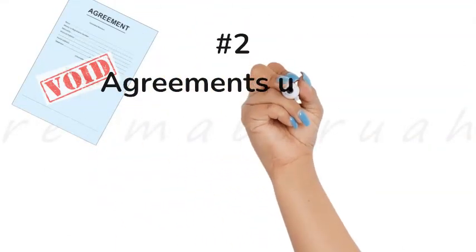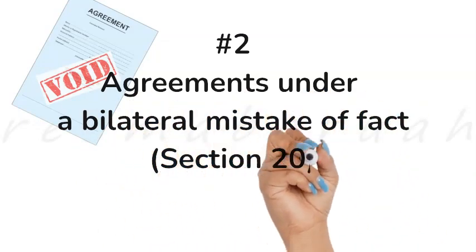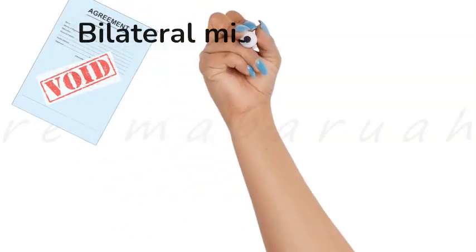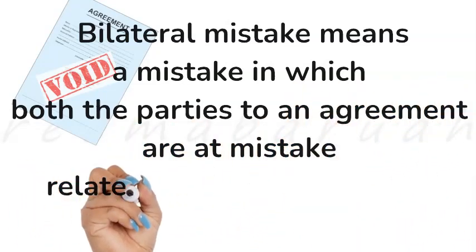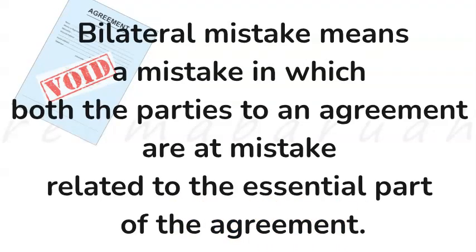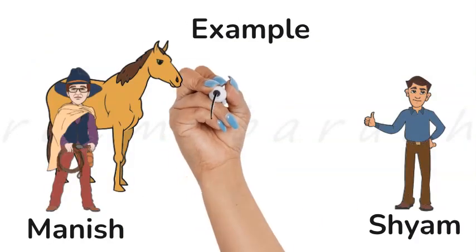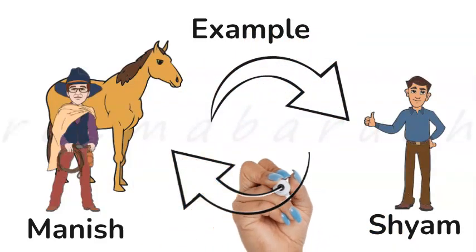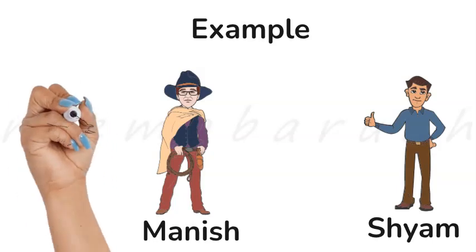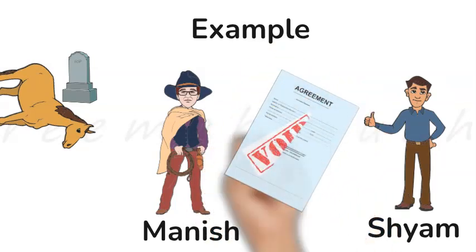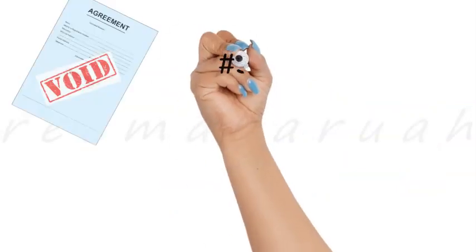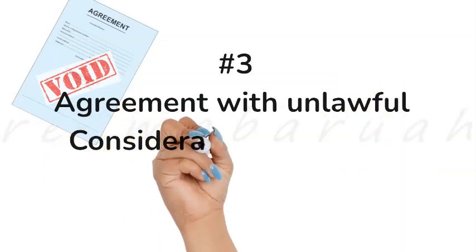Next point, agreements under a bilateral mistake of fact. Section 20. Bilateral mistake means a mistake in which both the parties to an agreement are at mistake related to the essential part of the agreement. Example: Manish agreed to sell his horse to Shyam, but it was unknown to both the parties that the horse had already died at the time of making the agreement. It is a void agreement because both the parties are under a mistake of fact related to the essential part of the agreement.